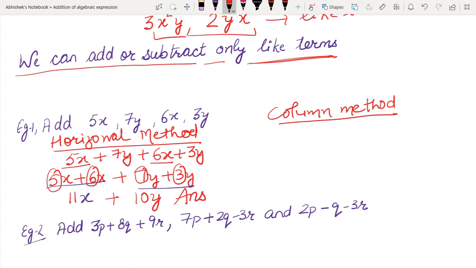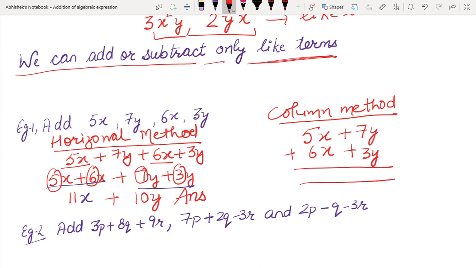Now let's discuss the column method. In this method, each expression is written in a separate row. It is 5x plus 7y. Next, like terms are arranged one below the other. Again, the addition of terms is done column-wise only.